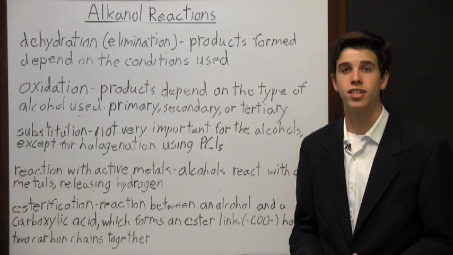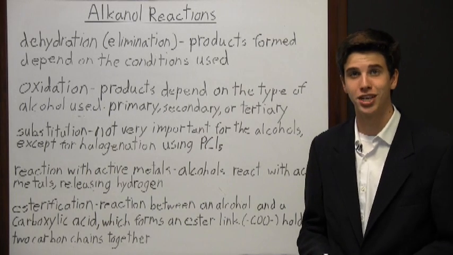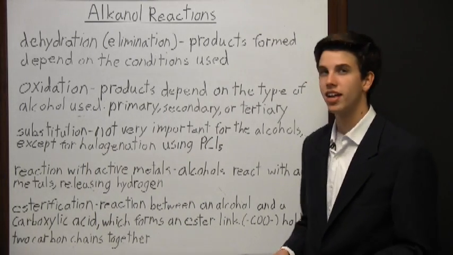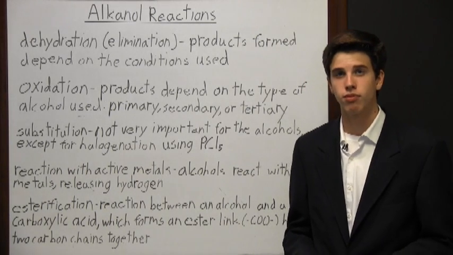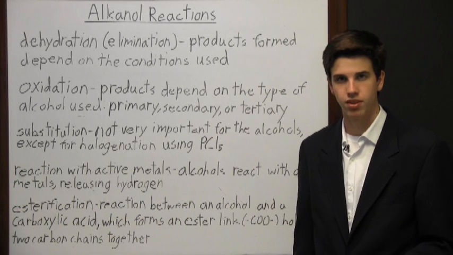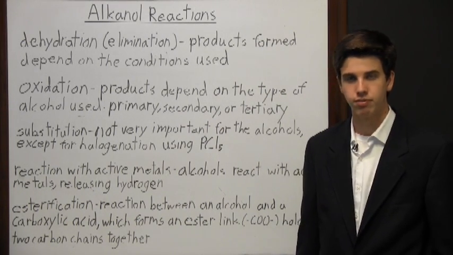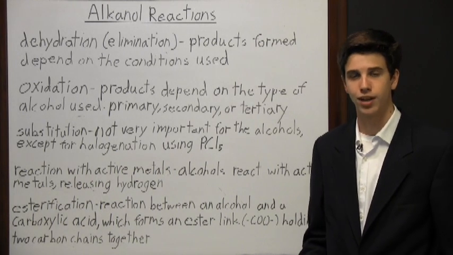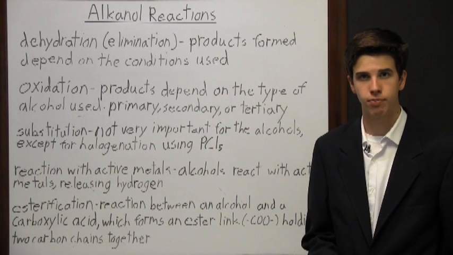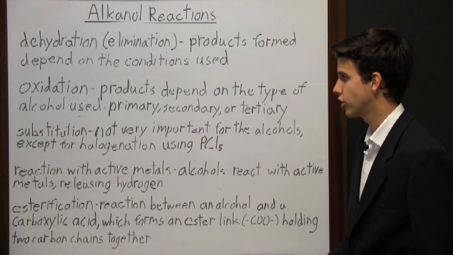We're going to take a look at some different types of alkanol reactions, starting with dehydration, which we can call elimination. Now, with dehydration, the products formed depend on the conditions used. For example, alkenes are formed in the presence of sulfuric acid. Phosphoric acid is better since it does not produce as many byproducts. The correct temperature is also important because hot is used for primary, warm for secondary, and cool for tertiary. And then alcohols actually lose a water molecule in the process of dehydration.